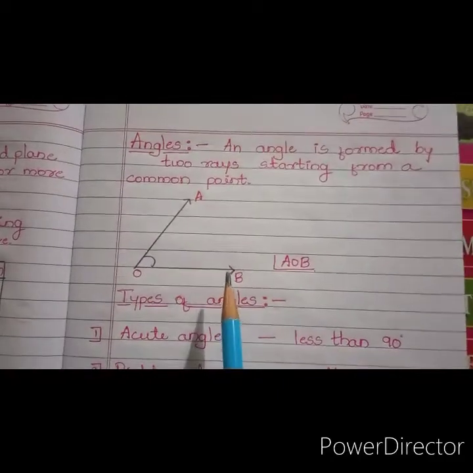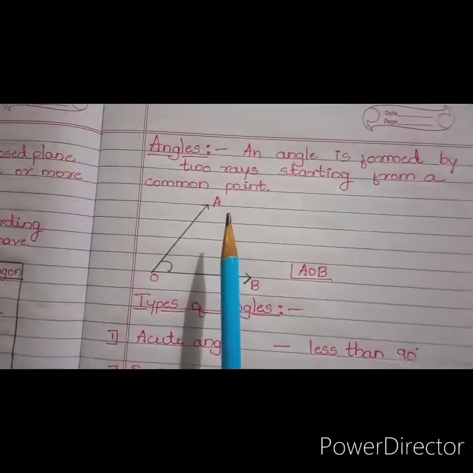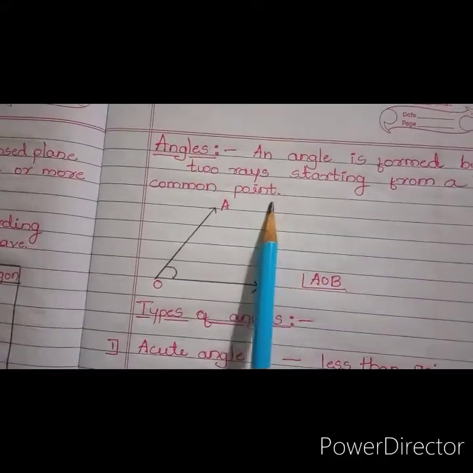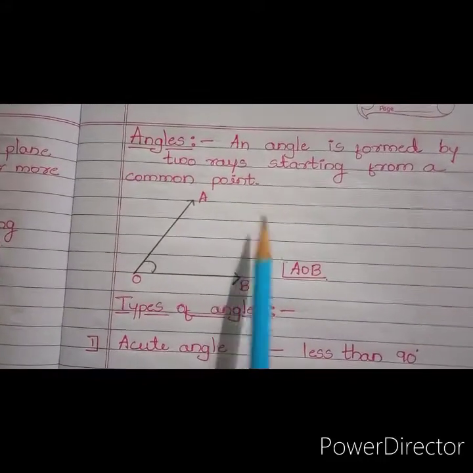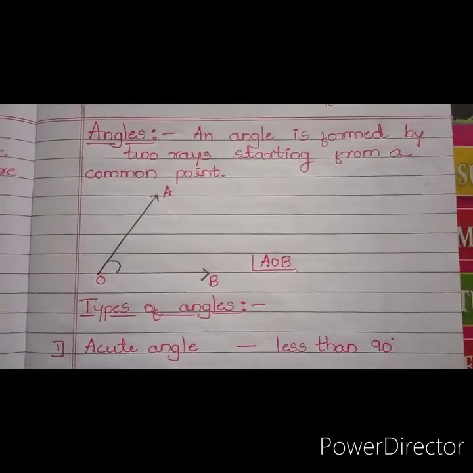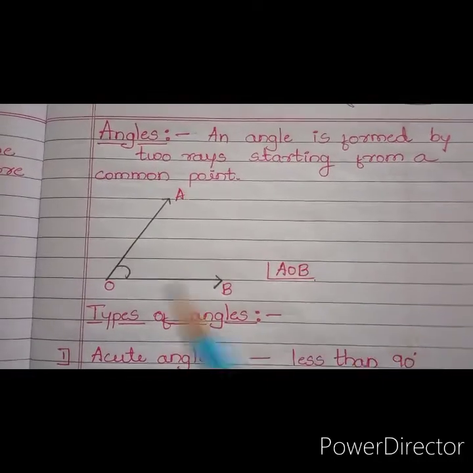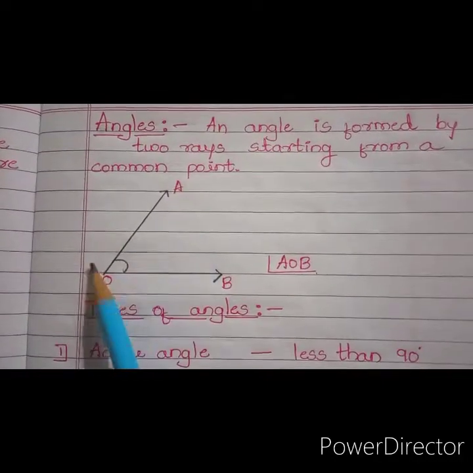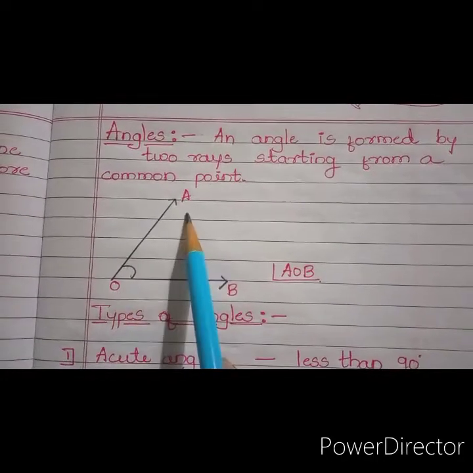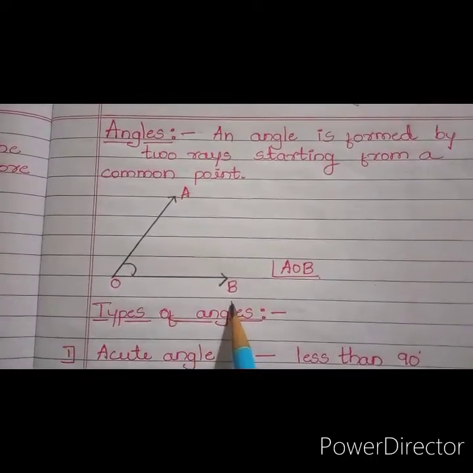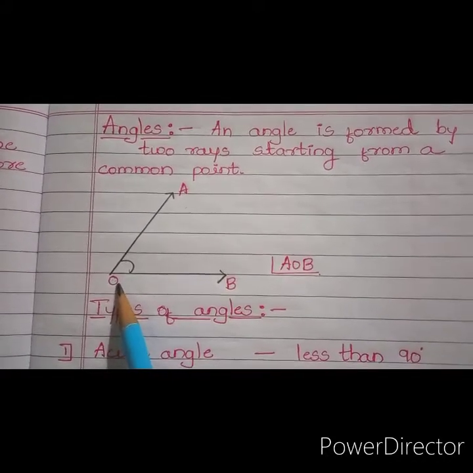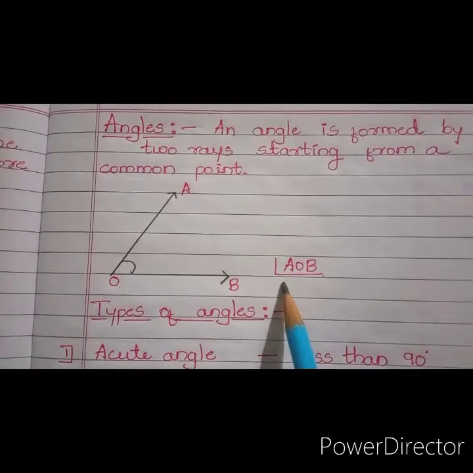Next, shall we learn about angles? An angle is formed by two rays starting from a common point. In last year's classes also we learned about angles. So an angle is formed by two rays. See here, this one is angle AOB. It is formed by two rays, that is OA is a ray and OB is another ray, starting from a common point, that is O. This one is the symbol for angle.